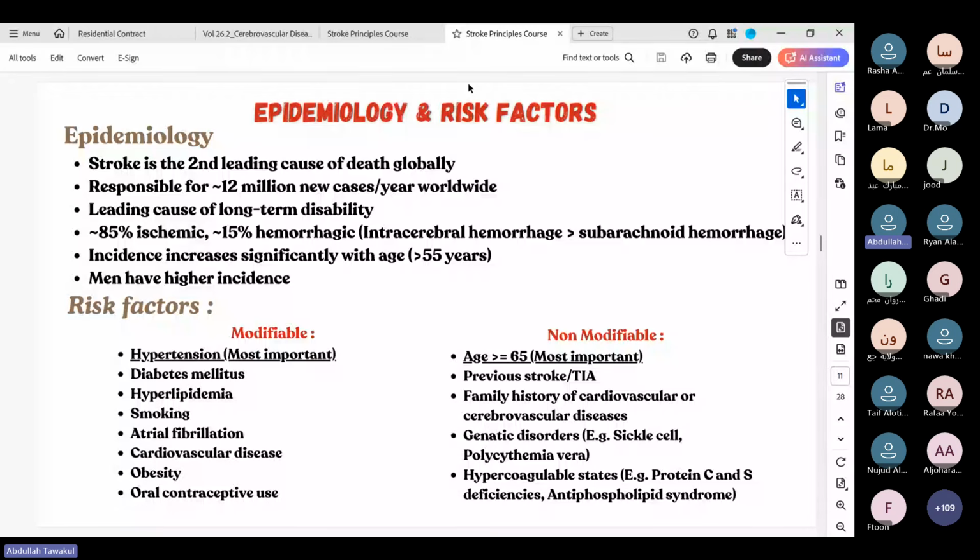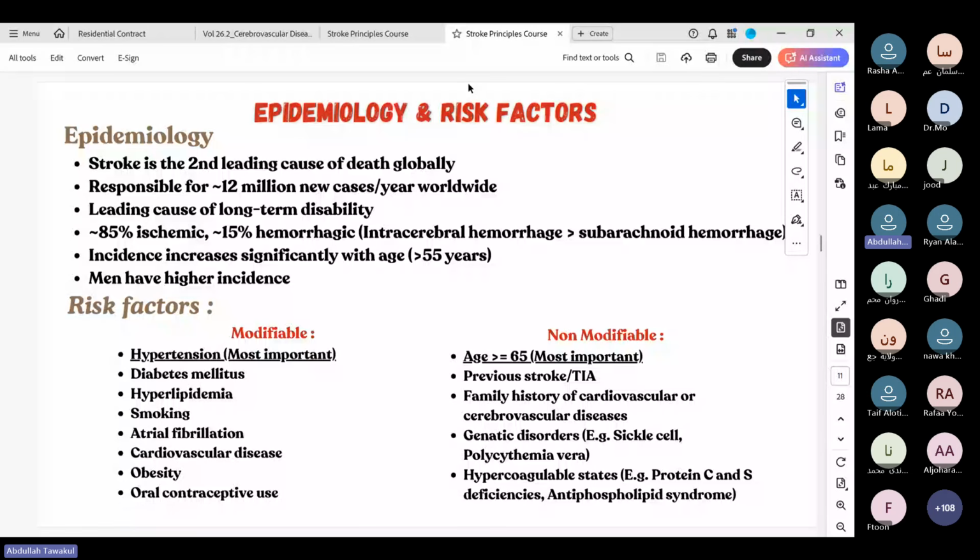Let's get into the main topic. Ischemic stroke is very common. It's one of the most common causes of inpatient neurology admission. It's the second leading cause of death globally after cancer and heart disease. It's the leading cause of disability in elderly patients. And it's a major economic burden in any country.